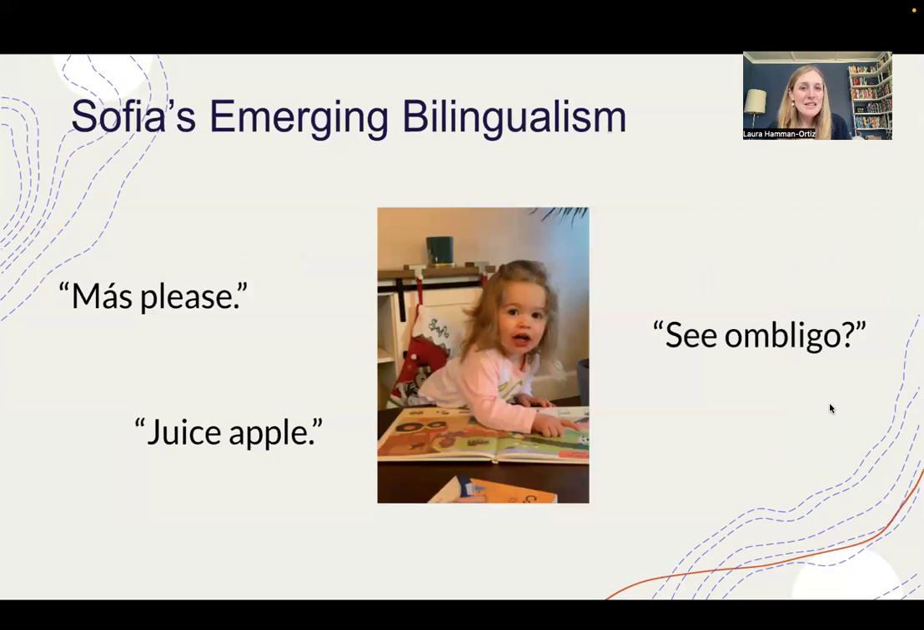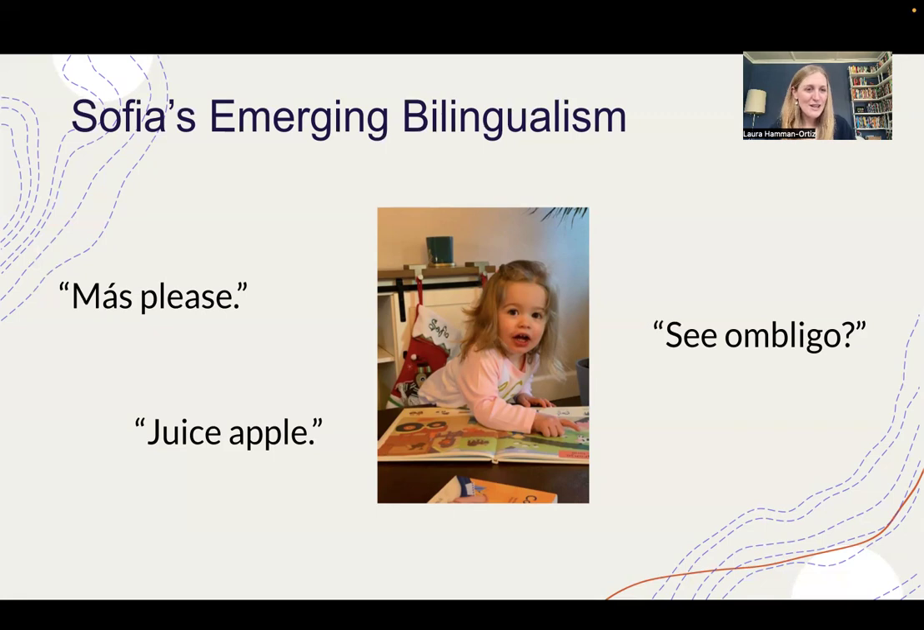So to give you a more concrete example of that, this is a picture of my daughter, Sophia, when she was 2. And Sophia, growing up, was exposed to both English and Spanish from birth. My husband and I speak English and Spanish, although we do mostly use English at home. But we would use some Spanish with Sophia, and then she also was at a daycare where she was in Spanish all day. So she was getting English and Spanish throughout her day as she was growing up, and we saw that in some of the early utterances that she was producing as an emergent bilingual.